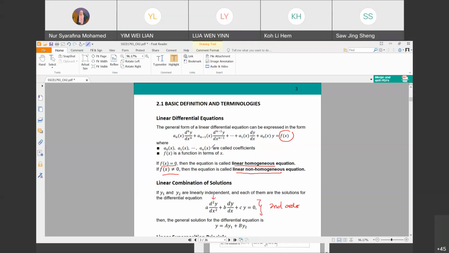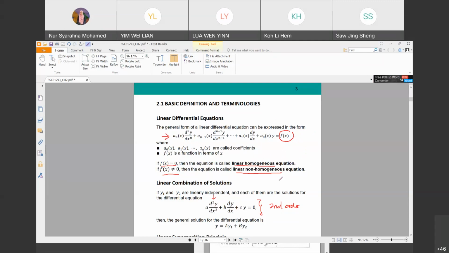First, its general form. All right, this is the general form. But since we are focusing on second order, we have up until d squared y over dx squared here. Okay, and we have a_0, a_1, a_2 here as coefficients, and the function f(x) is in terms of x, right? And if your right hand side function is 0, we say that it is a linear homogeneous. Then if your function on the right hand side f(x) does not equal 0, then we call it a linear non-homogeneous. Okay, so the idea here is linear second order, and homogeneous or non-homogeneous.